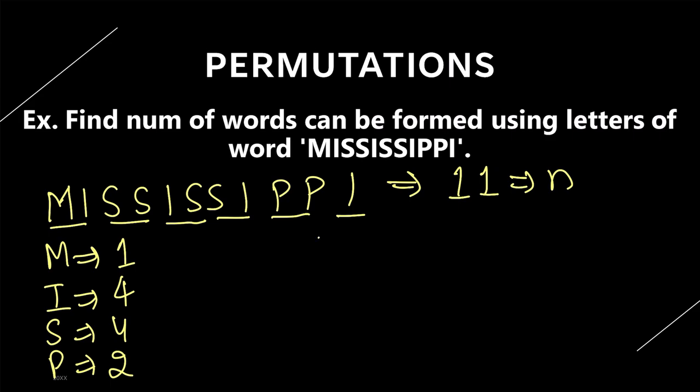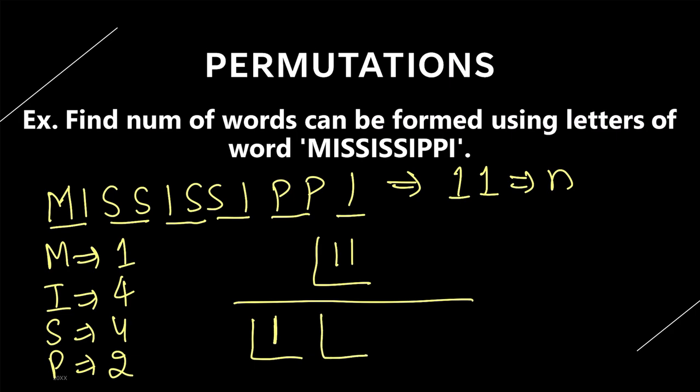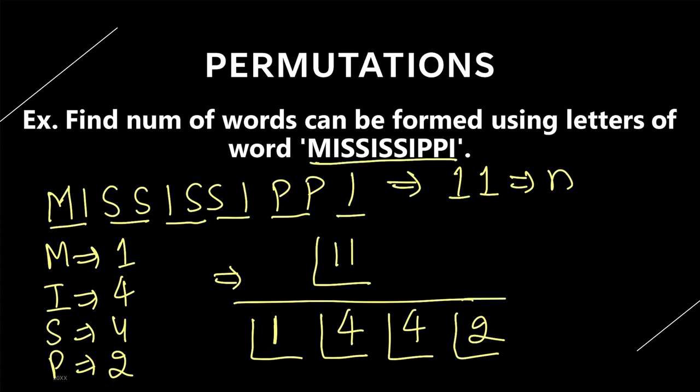So how many words can we form with this? N factorial, this means 11 factorial divided by how many M are there? 1 factorial. How many I's are there? 4 factorial. How many S are there? 4 factorial. How many P's are there? 2 factorial. And this is the permutation, or the number of ways you can form words using these letters, right? Where the letters are of the same kind. I hope this is clear, right?